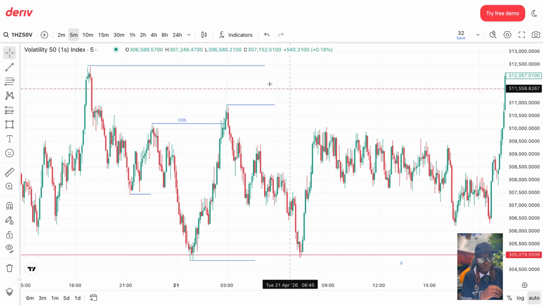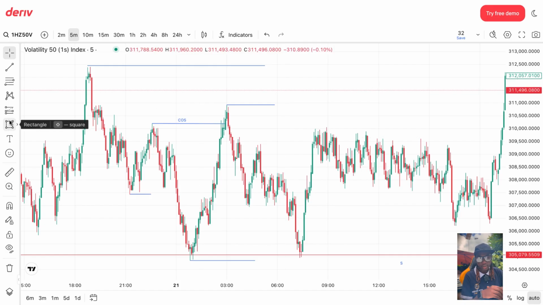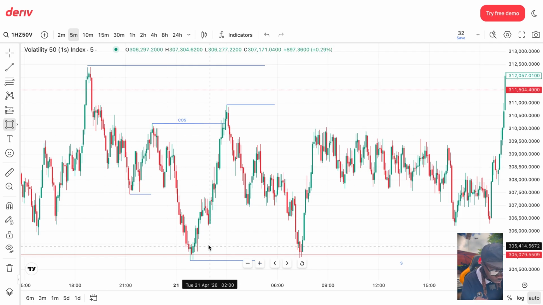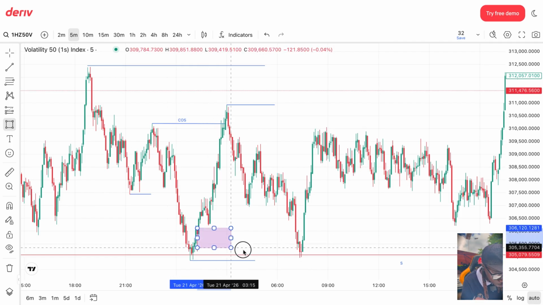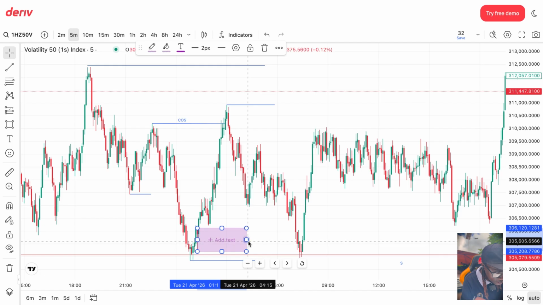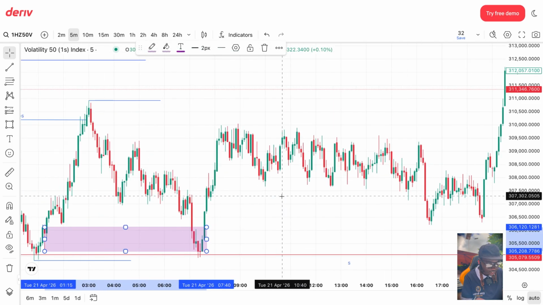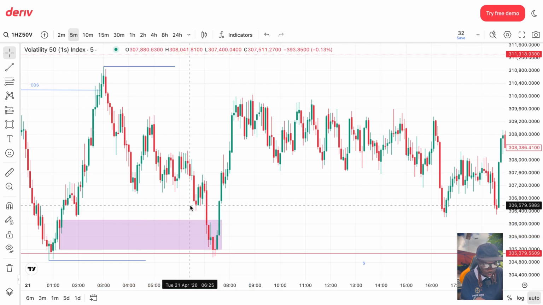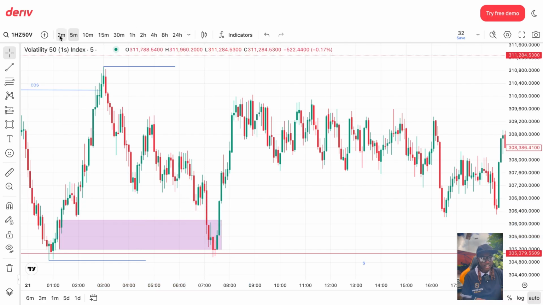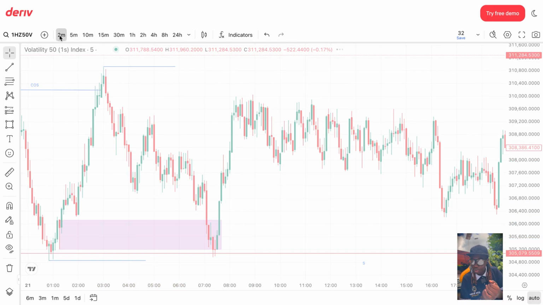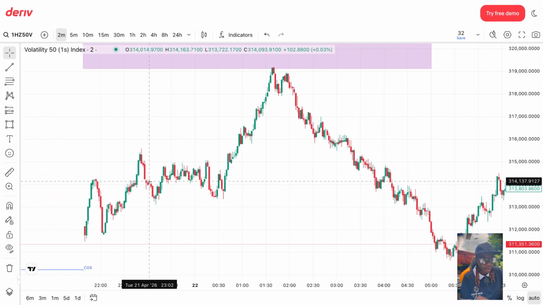And now I had to look for a demand zone that will make the price react and then give me that buy. So I came and I saw we had this order block there, my point. So I marked that as my point of interest. That was my order block. And I went ahead now to use the 2 minutes to refine my order block.